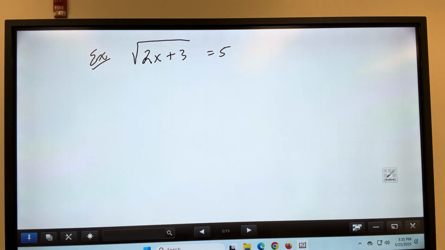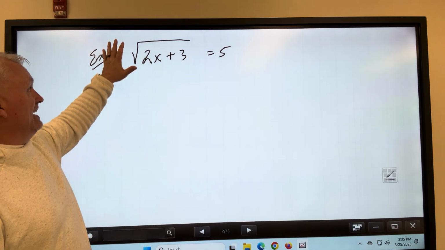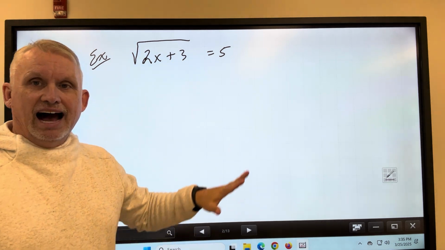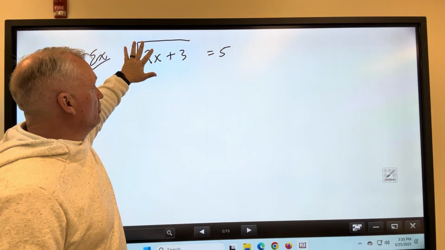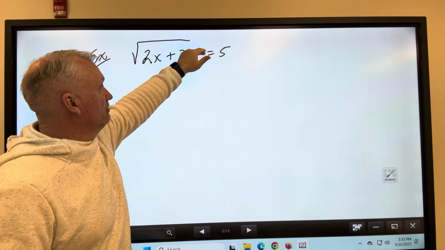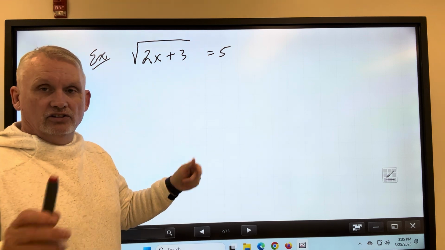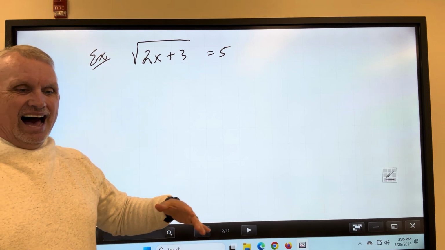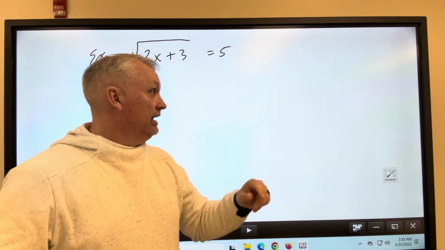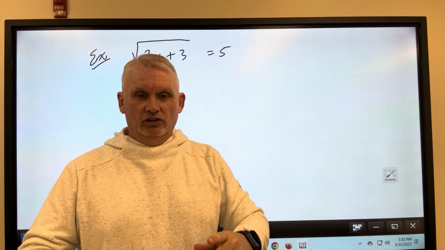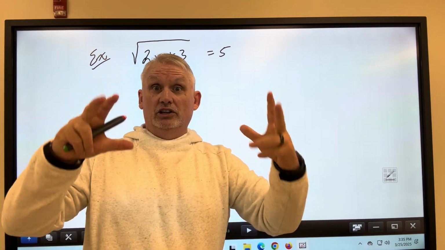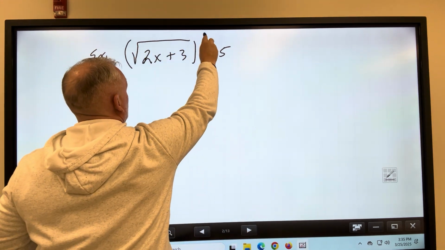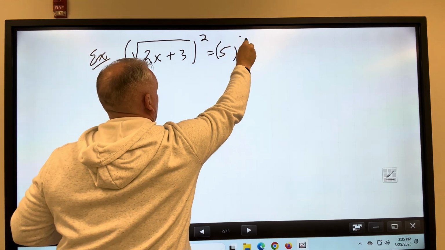Okay, now in this example, you can see that I have the square root of 2x plus 3 is equal to 5. I have this square root that's isolated. There's nothing in front or behind. It's all good. Great. So I go to my step 2. I have to match. This is the square root. So I do the opposite of square root, which is square, but I do it to both sides. I square this, and I square this.